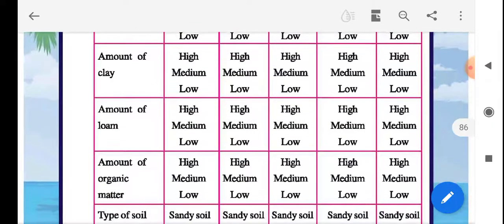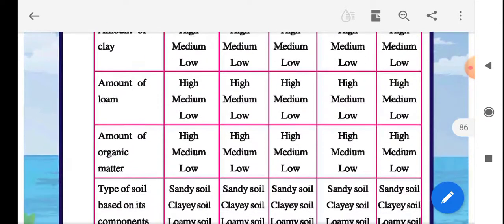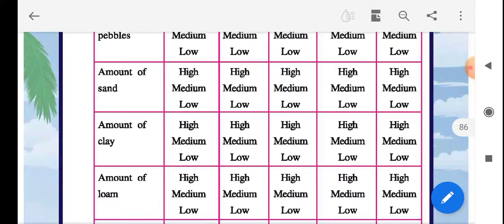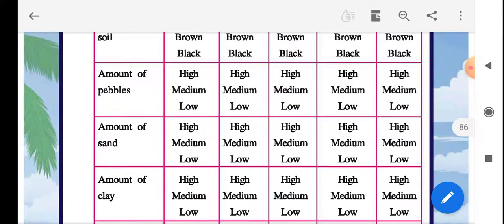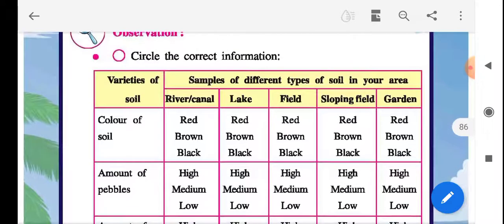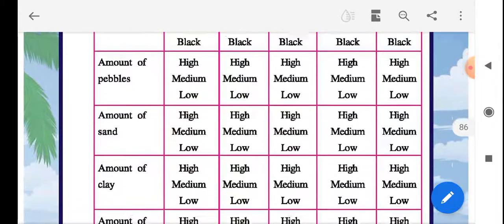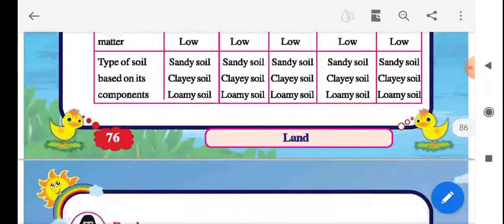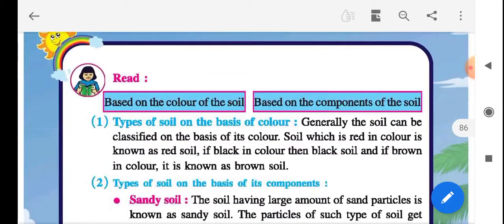The amount of loam is very high in loamy soil, clay is very high in clay soil, and sand is very high in sandy soil. Similarly, these things we can find out from the sloping field, garden and lake. That full answer I have shared with you. You can revise the answer.